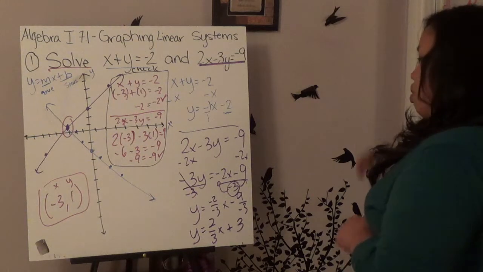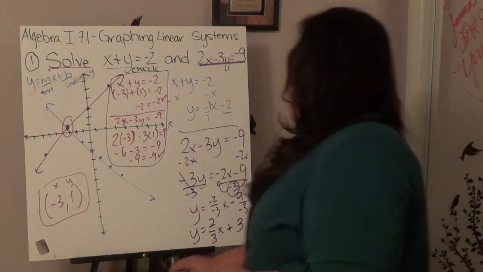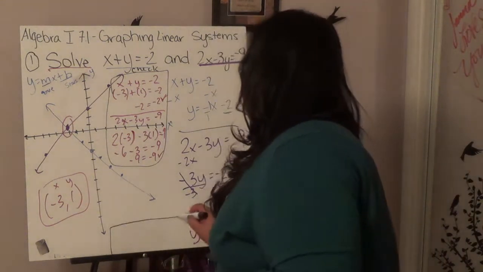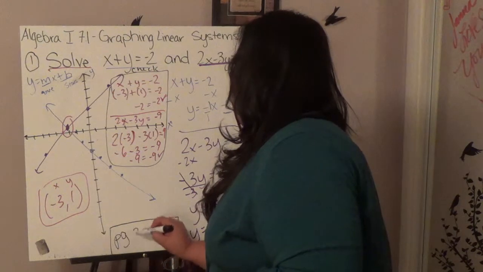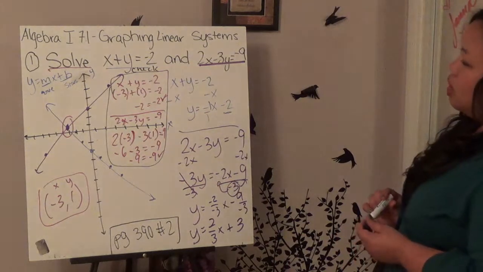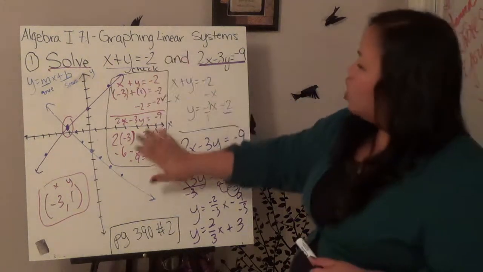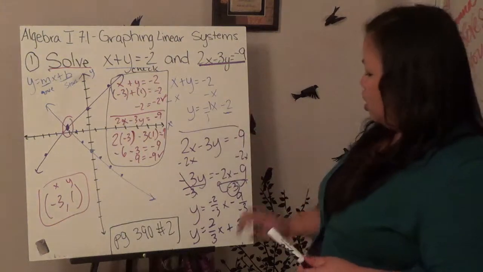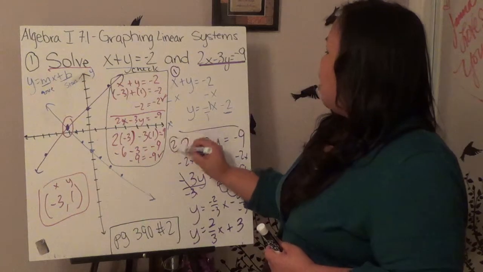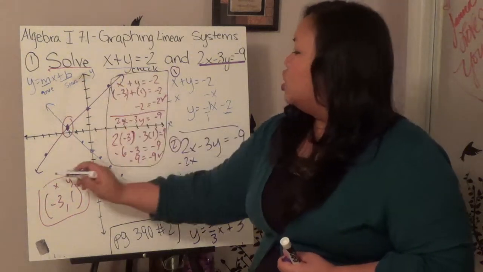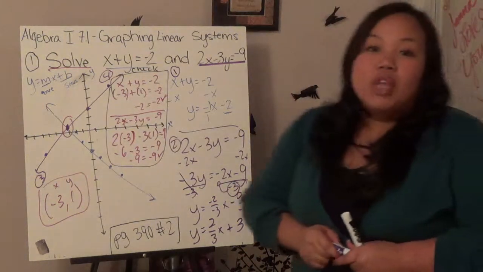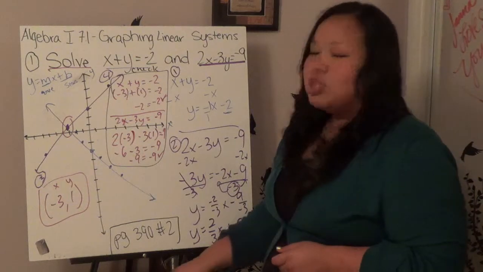Okay? So go ahead and try page 390, number 2. I'm going to put it down here. So page 390, number 2. And again, if you're not sure, go ahead and check. But this is my solution, and I'm going to do it here. So I'm going to number this so you don't get confused. So first, we graph this, then we graph this, then this is our solution, and then we check. Right? So go ahead and try page 390, number 2, and I'll see you in class.